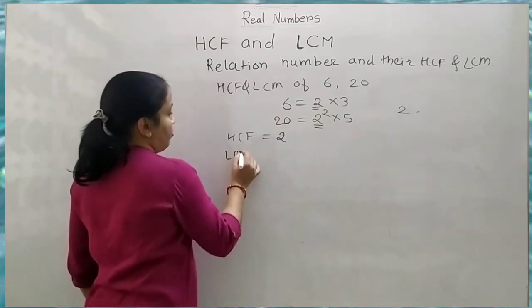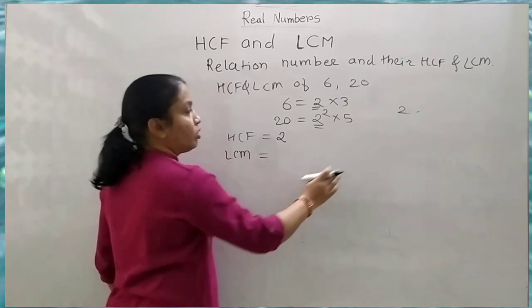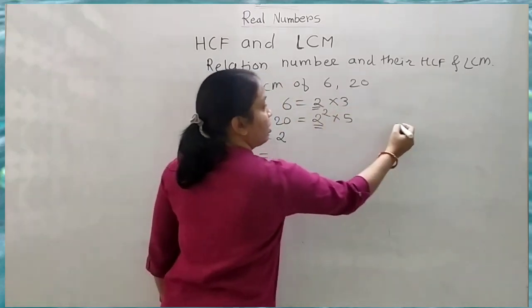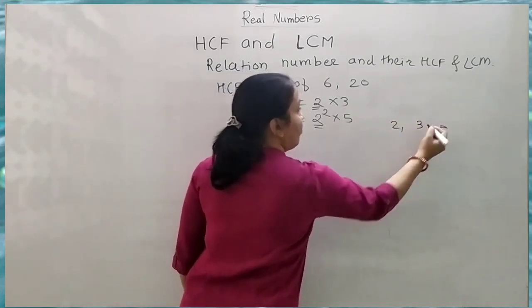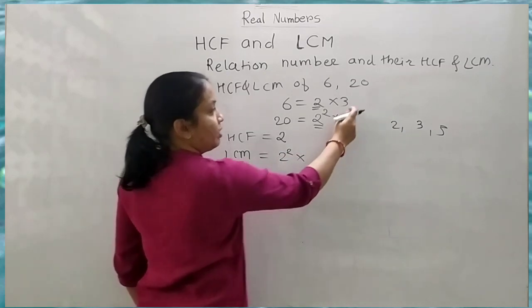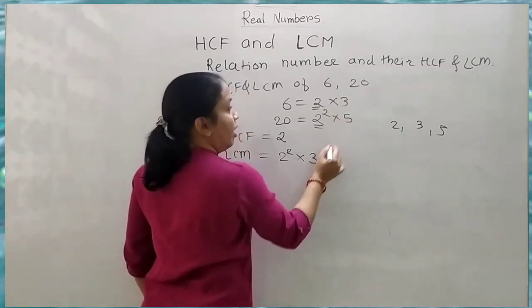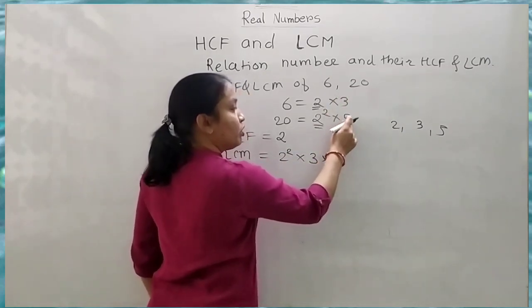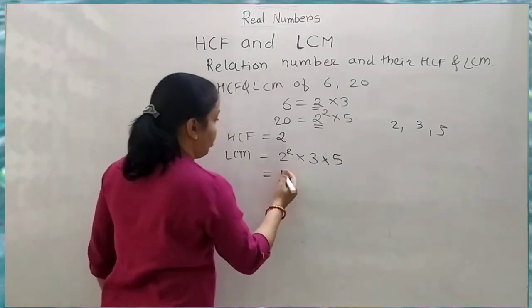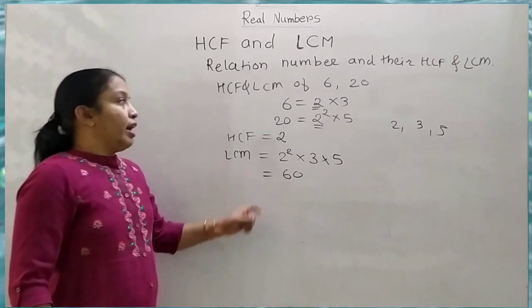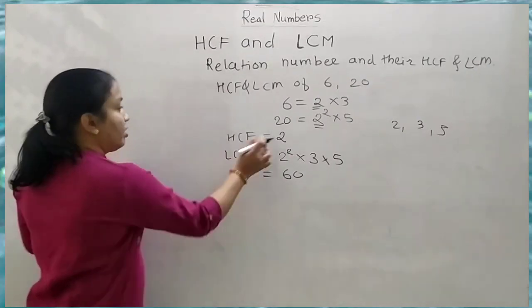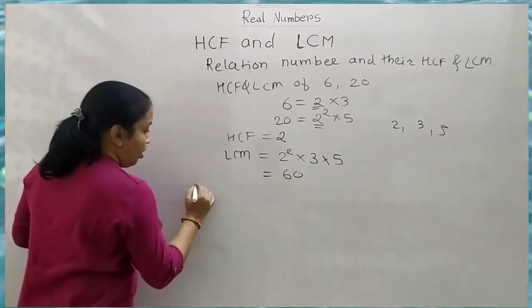Now what is LCM? LCM is the product of the greatest powers of all the factors. All the factors involved are 2, 3 and 5. The greatest power of 2 is 2 square, the greatest power of 3 is 3, and the greatest power of 5 is 5. So you are taking 5. Now 3 into 5 is 15, and 15 into 4 is 60. LCM is 60.